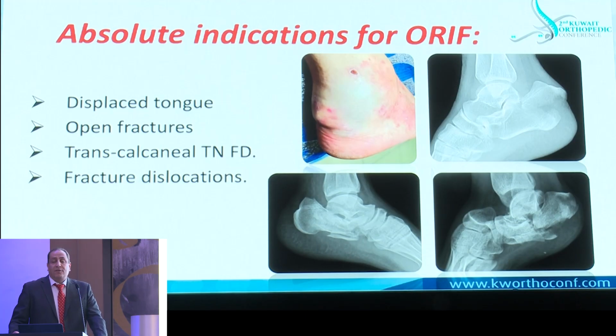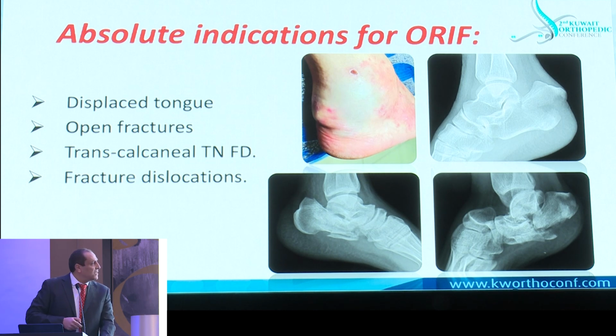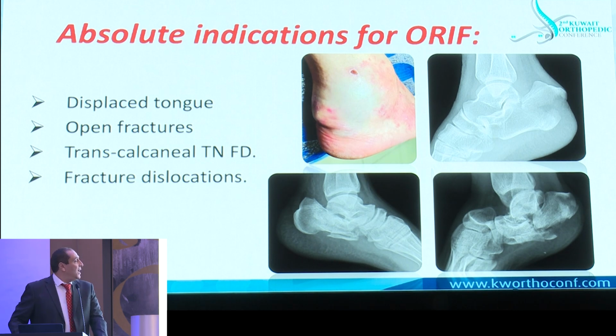But there are absolute indications for open reduction internal fixation, which were almost excluded from the UK Heel trial, like displaced tongue type fractures with soft tissue compromise. You cannot think either operative or non-operative, because the skin will immediately slough. Other indications are open fractures, transcalcaneal talonavicular fracture dislocations, where the talus is dislocated through the calcaneus, and fracture dislocations where the superior lateral fragment is dislocated lateral to the fibular tip.